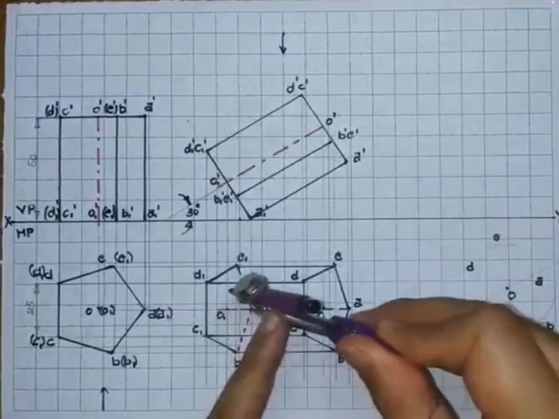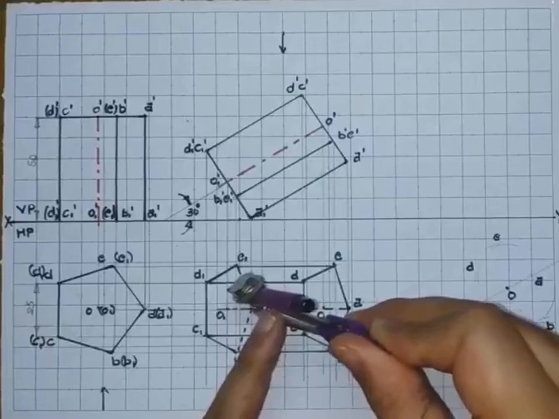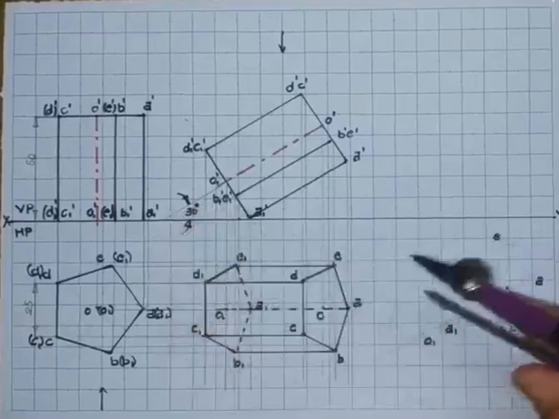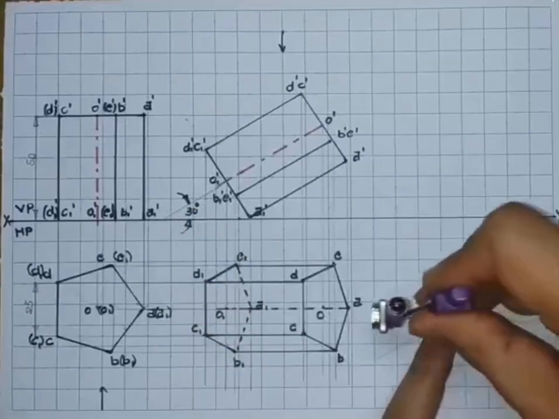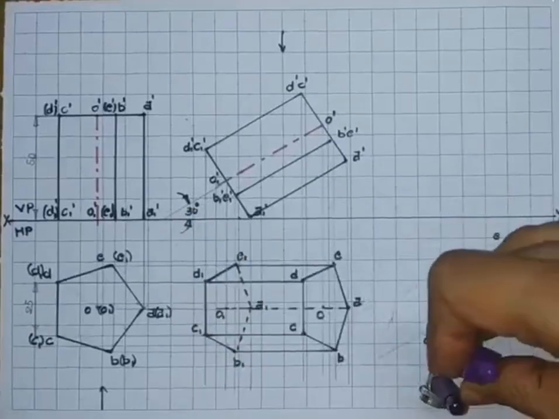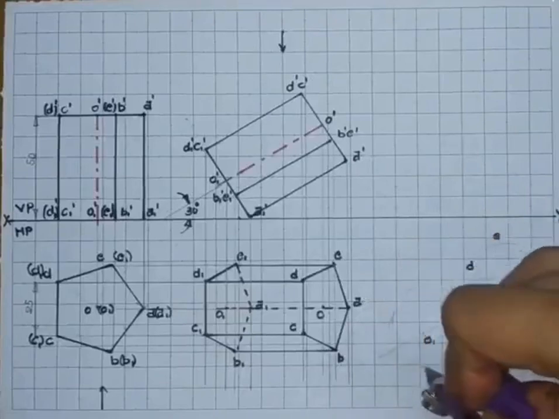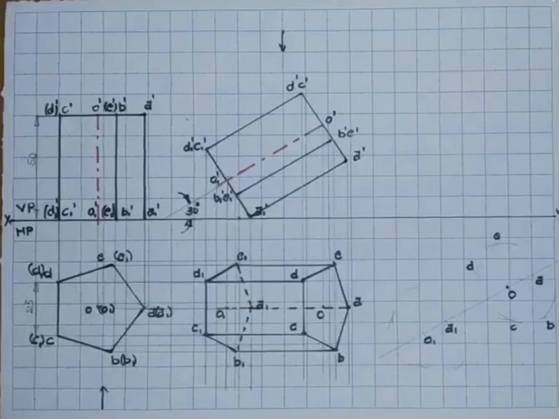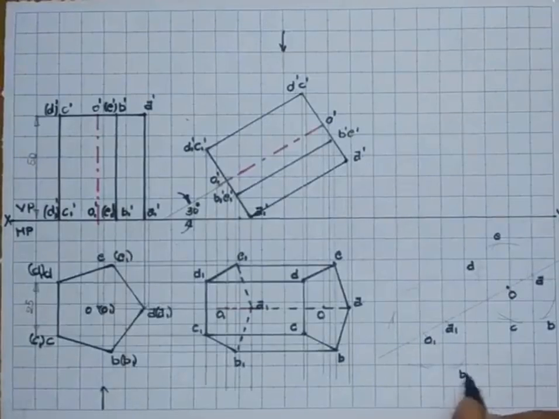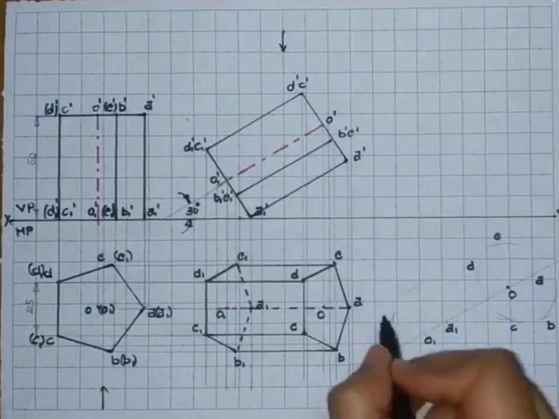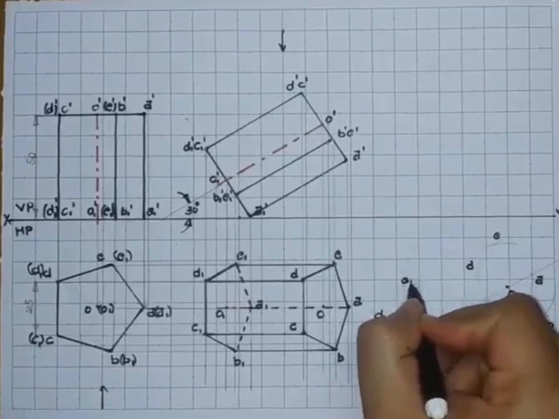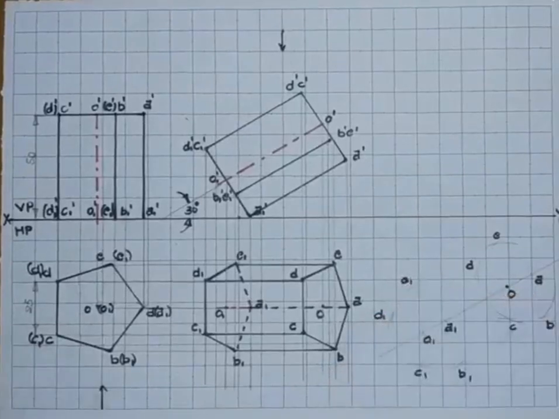Then measure A1 to D1 and C1. So now I have obtained all the points. This is point B1, C1, D1 and E1. So I'll connect all the boundary points.